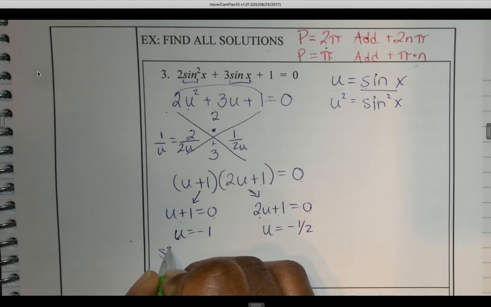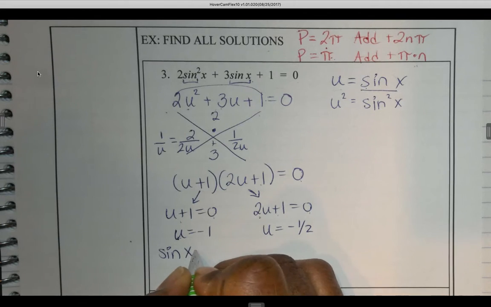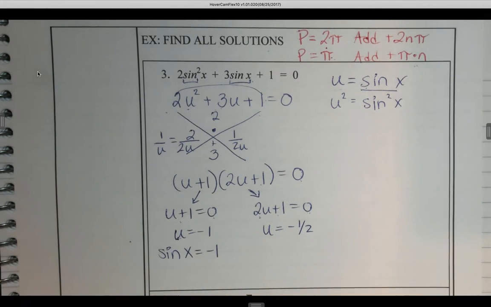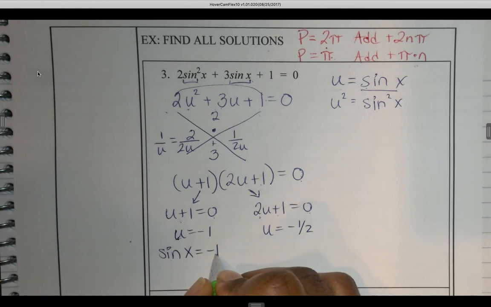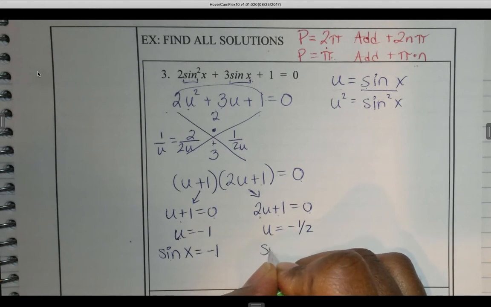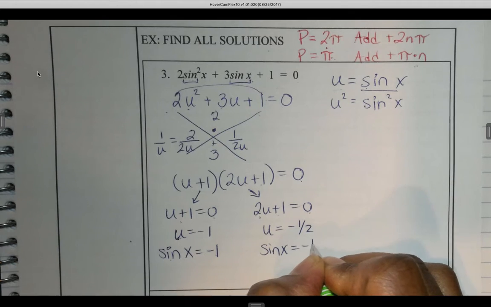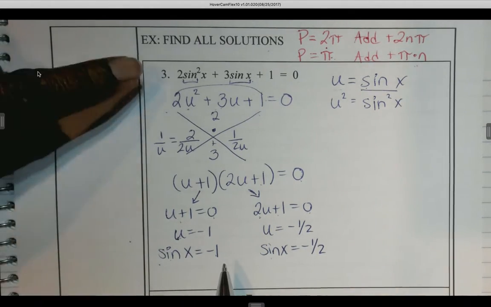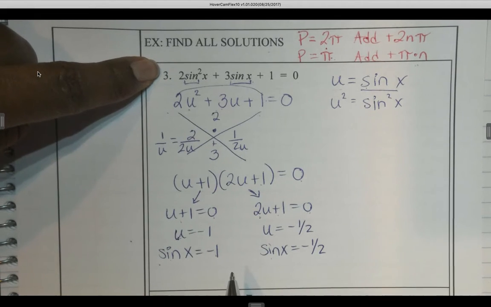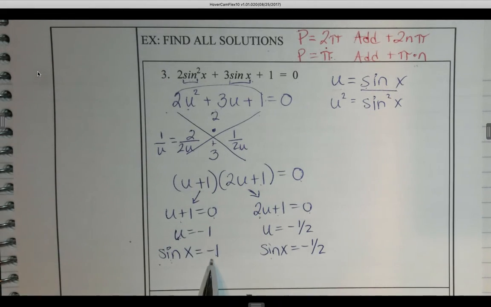Okay, so now I have my answer for u. I'm going to go back and substitute in the original equivalence of u. So instead of u, let's replace it back with sine x. So sine x equals negative 1. And here I get sine x equals negative 1/2. And now I can go to the unit circle. Now this is way easier to solve than trying to come up here and factor. So now I have sine x equals negative 1.